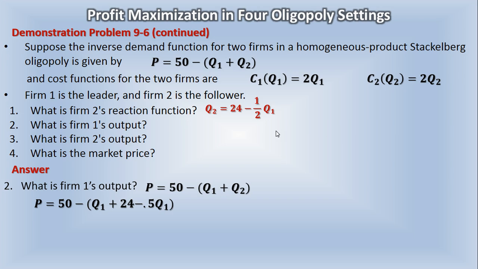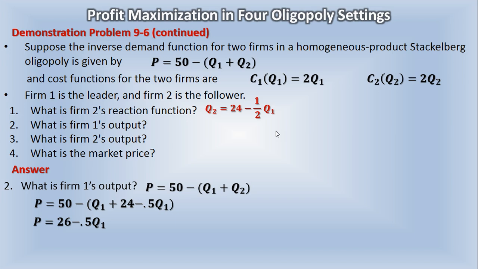And then now we've got minus Q1 plus 0.5 Q1, which leaves us with minus 0.5 Q1, and then 50 minus 24 is 26. 26 minus 0.5 Q1 is basically the demand that the Stackelberg leader has now derived that will allow it to maximize its profits, knowing how its rival is going to respond to it.